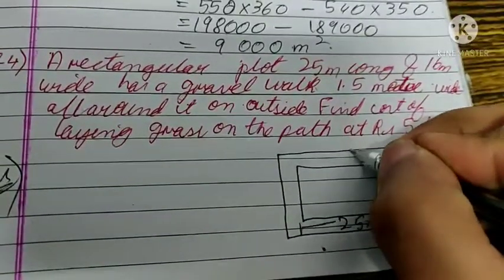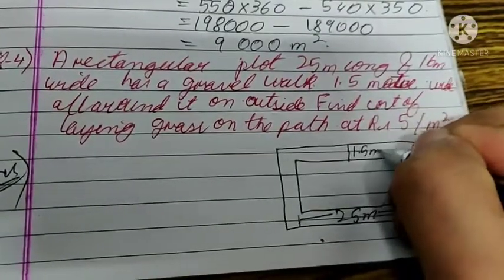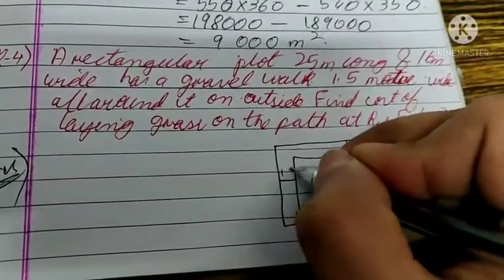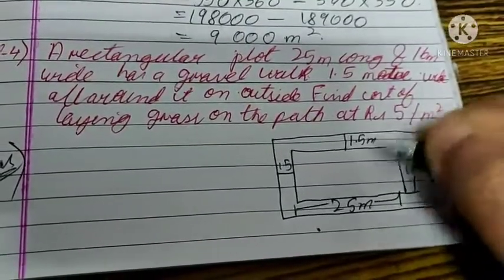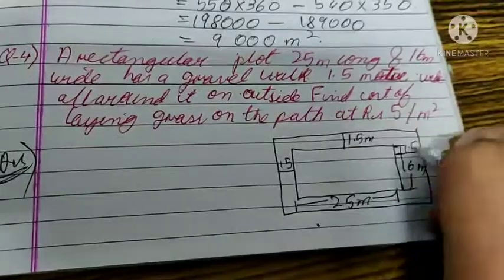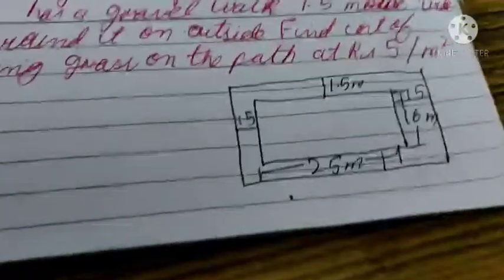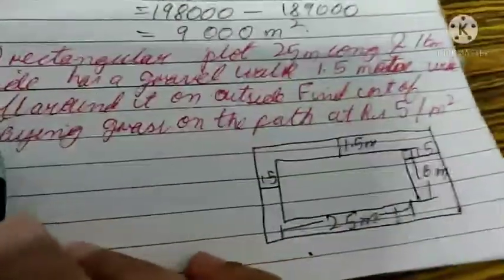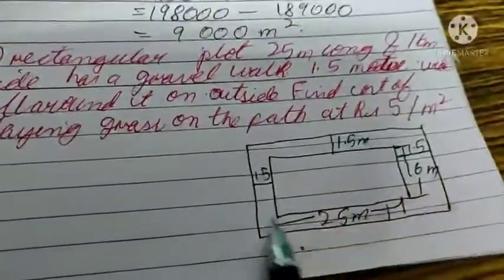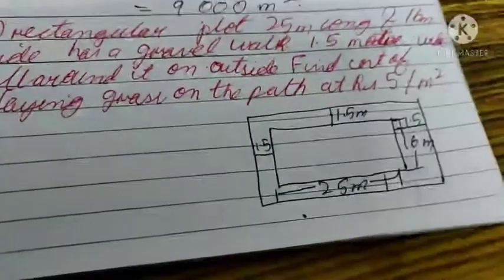It has a 1.5 meter wide path on all the four sides. Okay, here, and here as well. So here we have to find the cost of laying grass on this path. First we should know the area of the path, then only we can put grass on it.